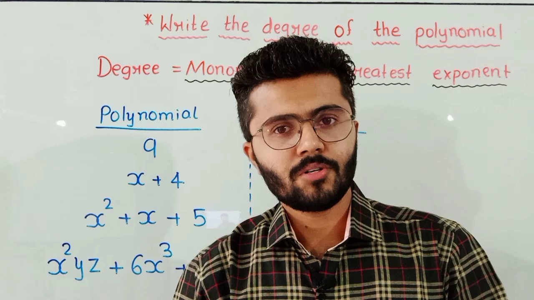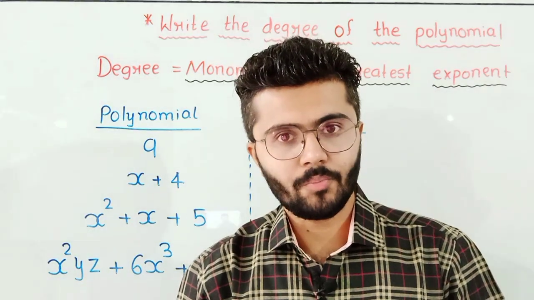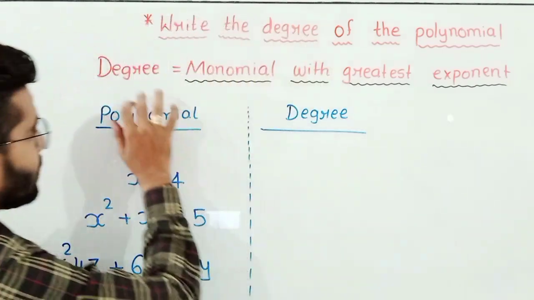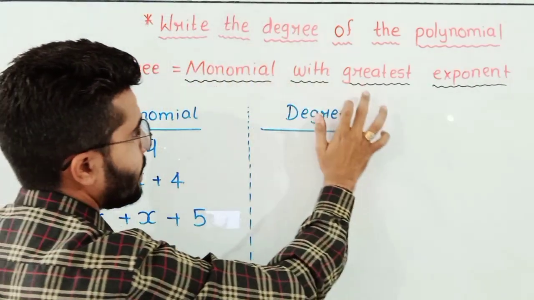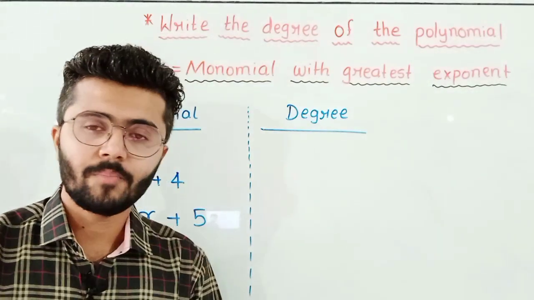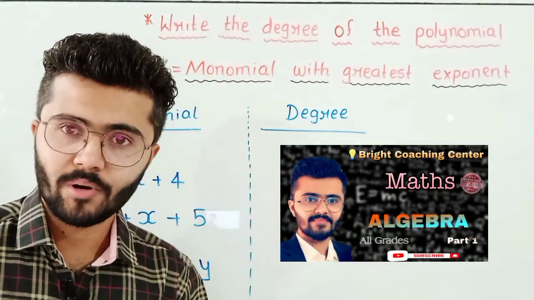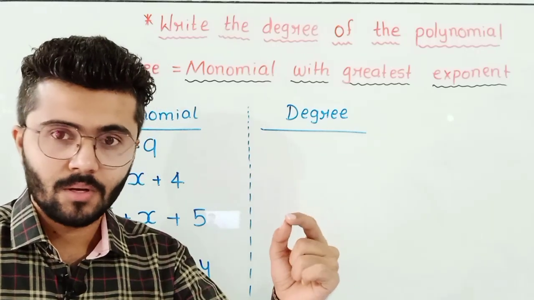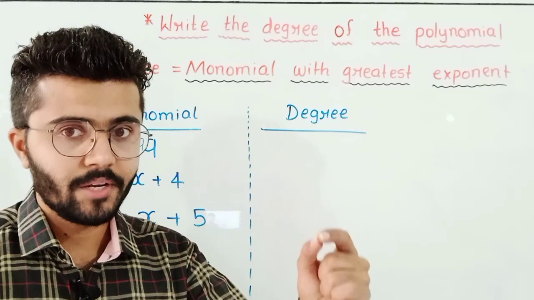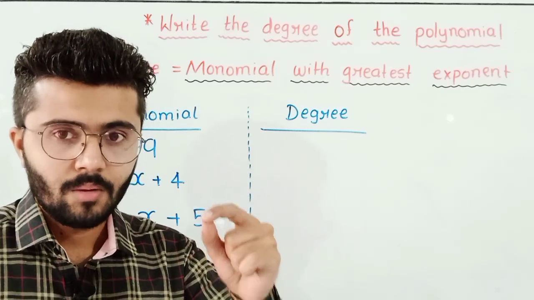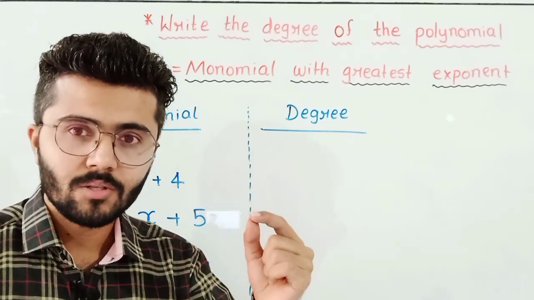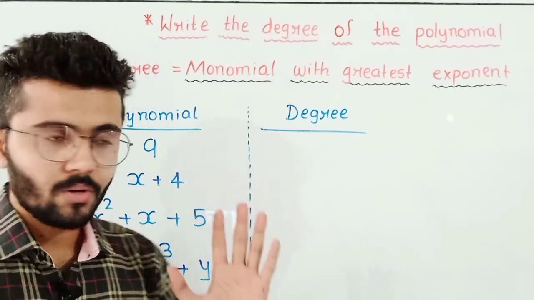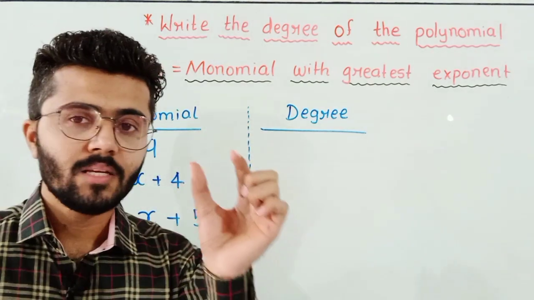So now we'll understand how to write the degrees of the polynomial or any given term. Degree means a monomial with greatest exponent. In the previous video we discussed what is exponent. Exponent means power of any given variable, not a number, because the exponent or the degree or the power of any number is 0. Okay, so monomial means any single term.